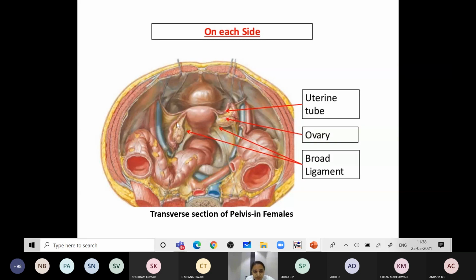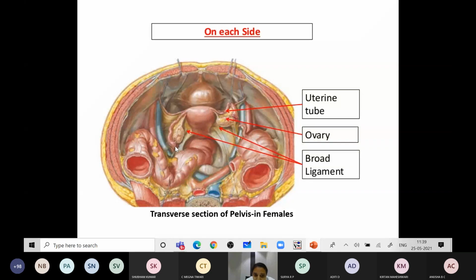Okay. When we trace these two layers laterally, it forms the broad ligament. Here you can see this is the pelvic ostia, or the lateral end of the fallopian tube, which is fimbriated. It is open to receive the ovum which is released by the ovary. So the ovum released by the ovary enters into the fallopian tube through the fimbriated end. Then it travels through the fallopian tube and enters into the uterus.